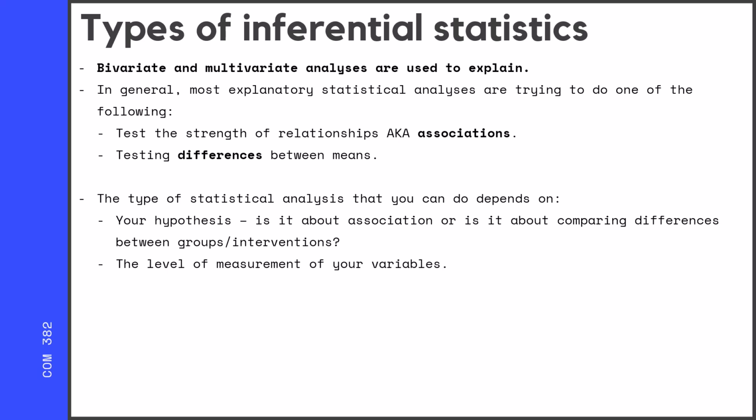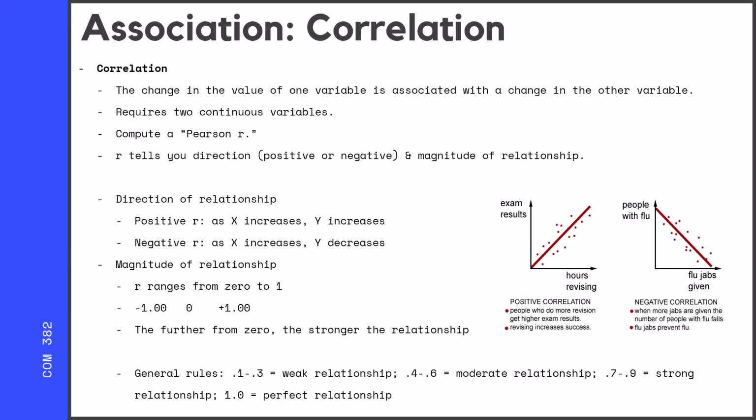So we're going to go through them, and it's going to be really important that you learn what levels of measurement go with which test. So first we're going to talk about associations, and then we're going to talk about differences. The primary association that we understand is called correlation. People say this casually all the time in everyday speech, but it does actually have a statistical meaning. The change in one value of one variable is associated with a change in the other variable. A correlation requires two continuous variables.